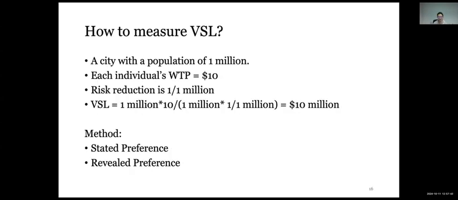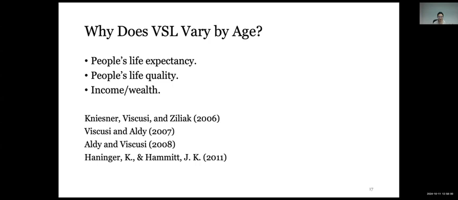So that is revealed preference. And basically, using these two approaches, we can derive the population's willingness to pay. I won't go too deep into these two methods, but if you're interested, I'm happy to chat more afterwards. And that is the definition of social life and how we measure it.